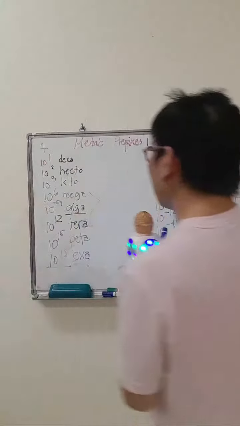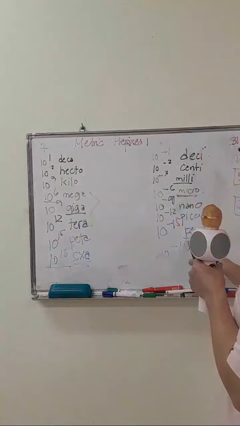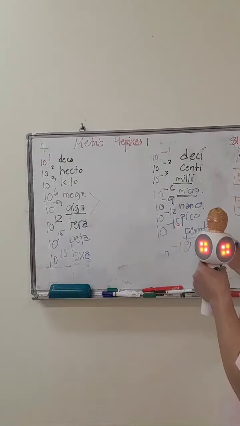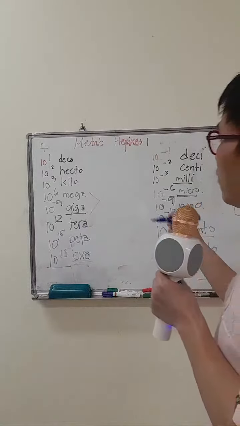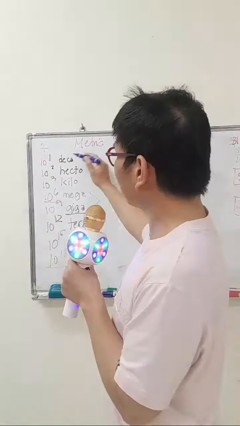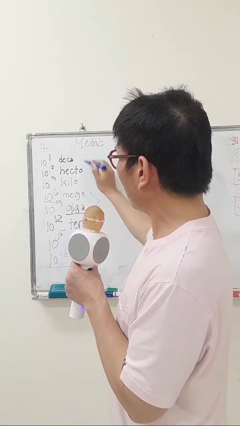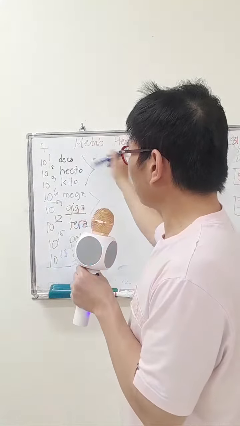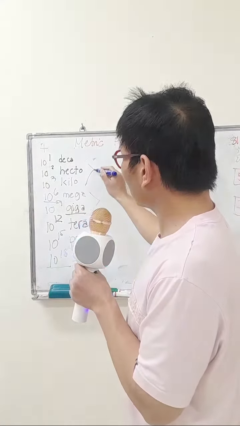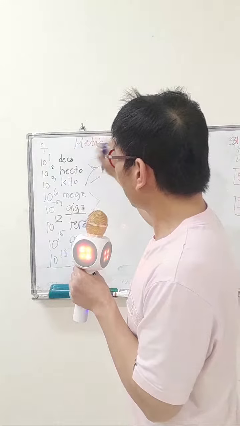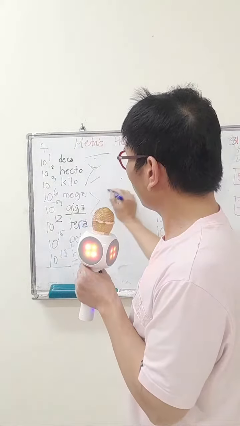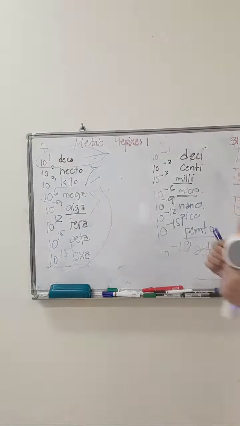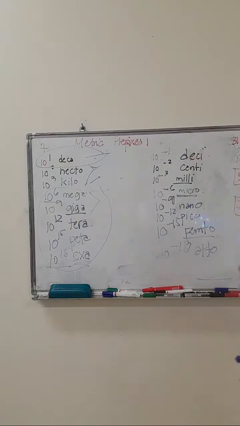Now, the equivalent: 10 to the negative 18 is atto. Atto. So the rhyme will be here, right? The rhyme will start from 10 to the 1 and 10 to the 3 only. So for the positive prefixes, we have deca, hecto and kilo only. The 10 to the 6 will follow the rhyme. Here is a mnemonic technique, guys, for the positive and negative prefixes.